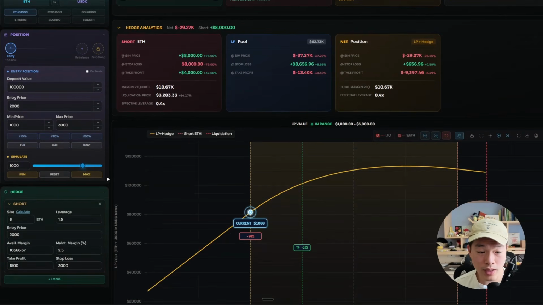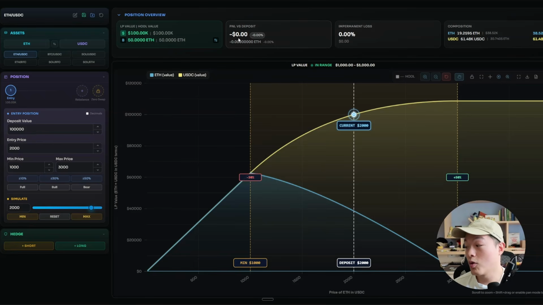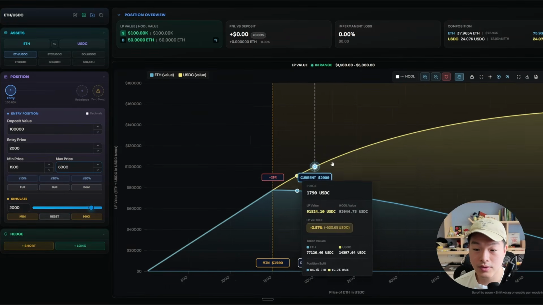And there's another way to hedge with a wider range LP. I want to show you guys that as well. So I want to reset this setup here. And I did mention that if we set a bullish range, the more aggressive we could hedge. So let's just say I want to bump the min price to 1500. You can see this will bump our ETH ratio up a little bit. And then maybe I want to set my max price to be at $6,000, right?